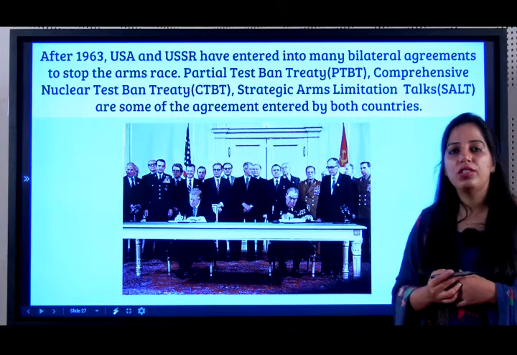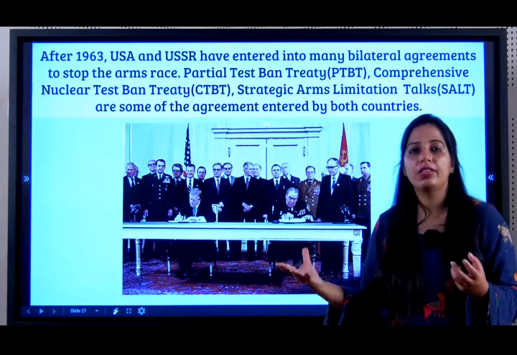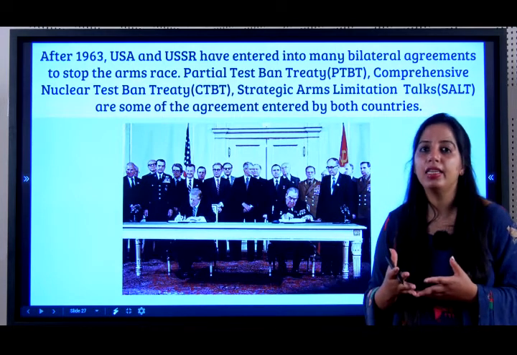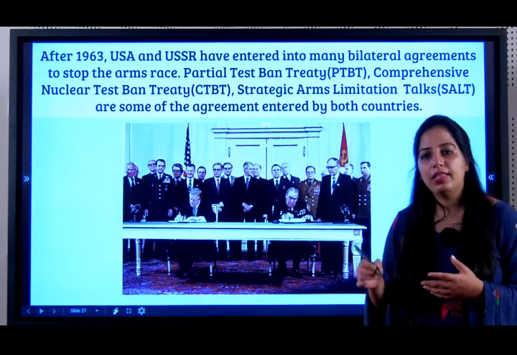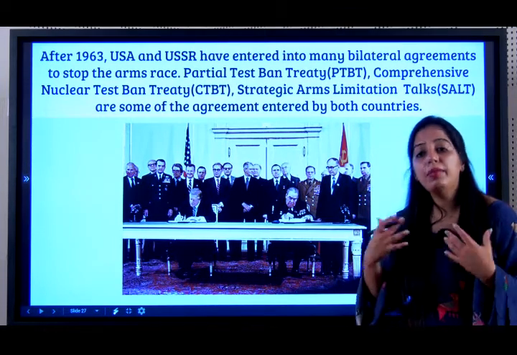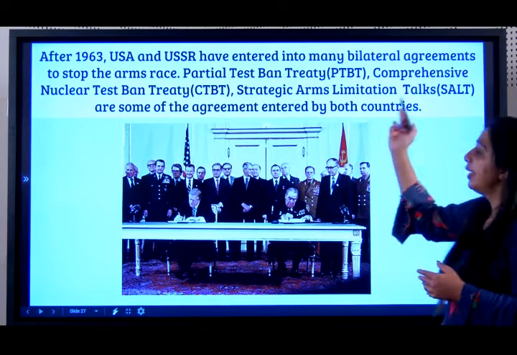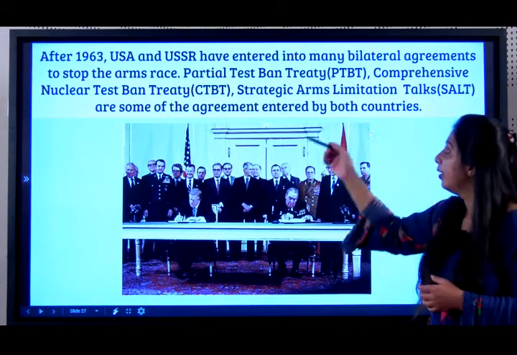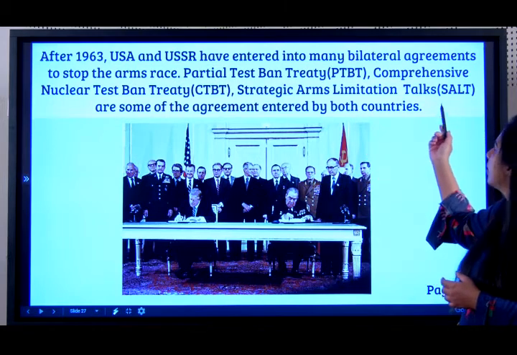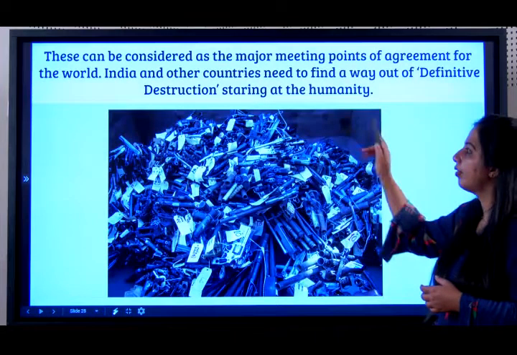What is the meaning of partial test ban treaty? There are a lot of tests they do to see if nuclear weapons are working or not. It harms the environment very greatly. So there's a treaty that says whichever country signs it, they commit to not test these weapons. The Comprehensive Nuclear Test Ban Treaty and Strategic Arms Limitation Talks are some of the agreements entered into by both the countries.